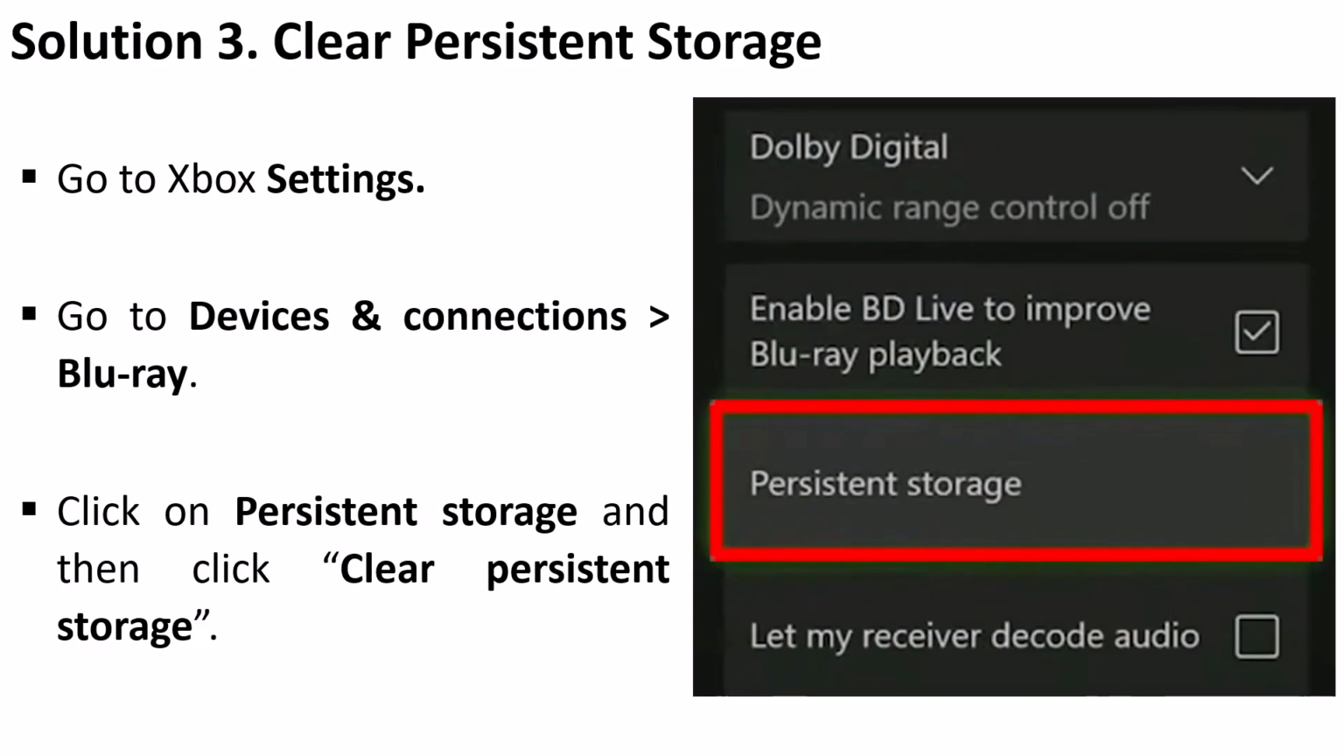Solution 3 is to clear the persistent storage. So go to Xbox settings, go to Devices and connections, Blu-ray, click on Persistent storage and then click on Clear persistent storage and then you can go ahead, launch the game and check. If you do not find these features in your Xbox console, then skip these solutions.